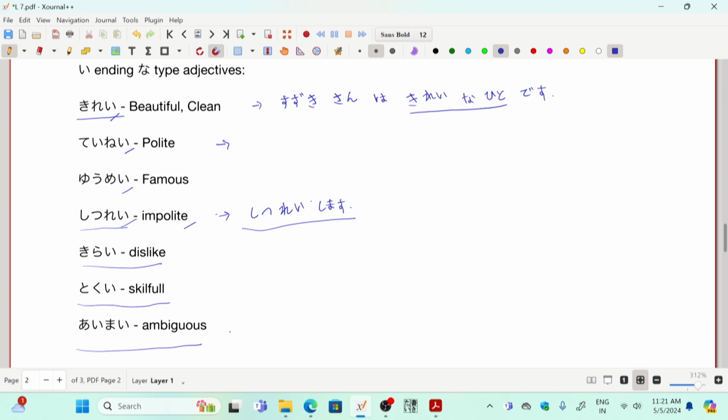When you say the expressions are ambiguous, you'll say yogen wa aimai desu or aimai na yogen desu. So if you want to say ambiguous expression, it will be aimai na yogen desu.